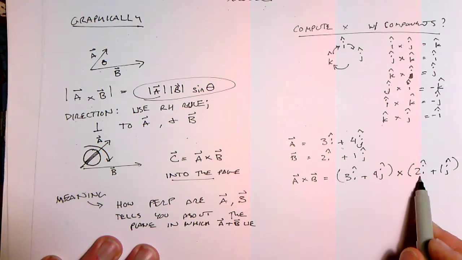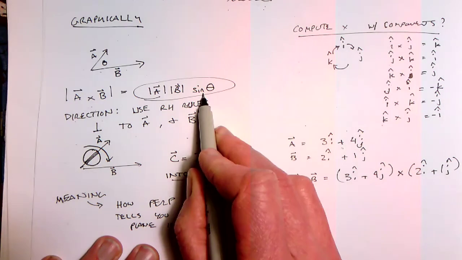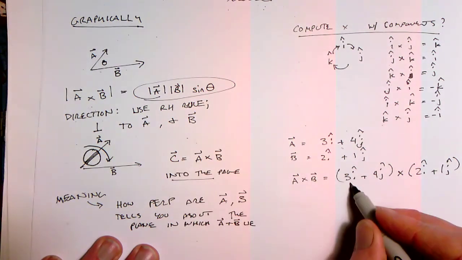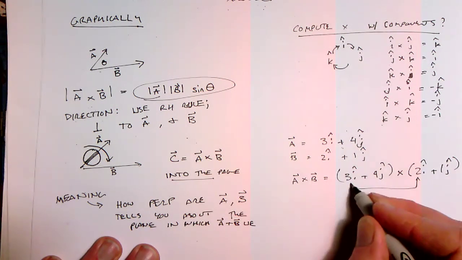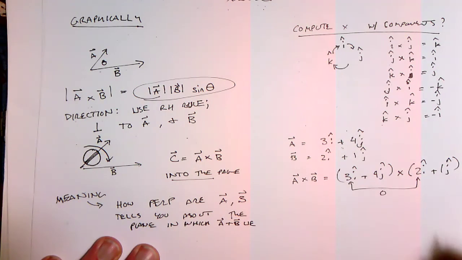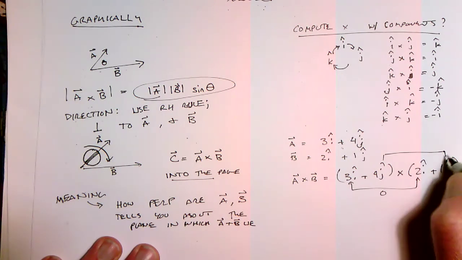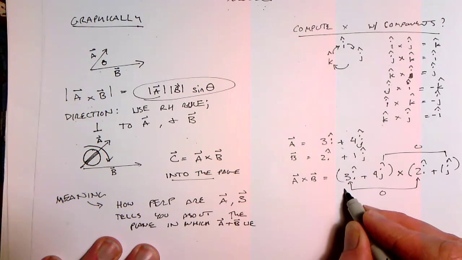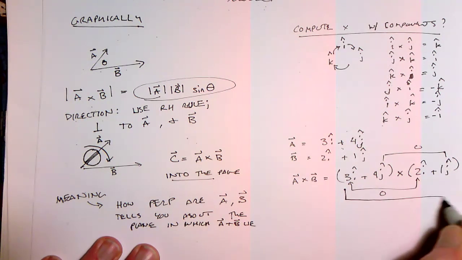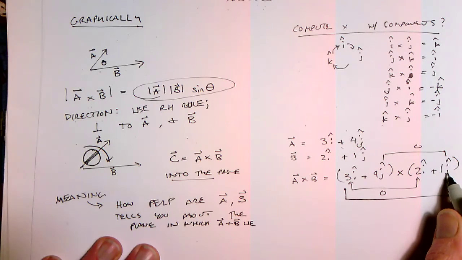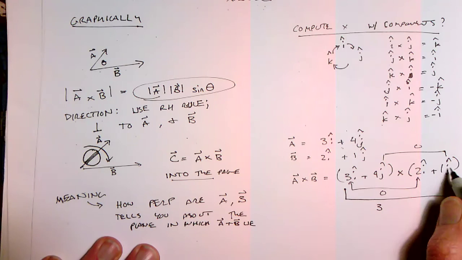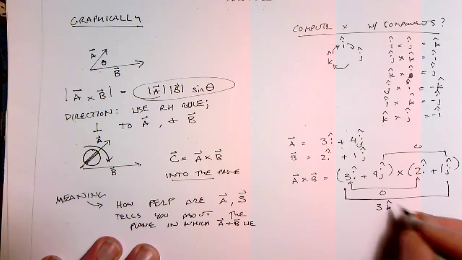3 i hat cross 2 i hat, well, i hat cross i hat is 0, right? Because sine of theta is 0 between i hat and i hat. So this term gives me 0, as does 4 times j hat cross 1 times j hat. That gives me 0. On the other hand, 3 times i hat cross 1 times j hat is 3 times i hat cross j hat, so that's 3 times k hat.